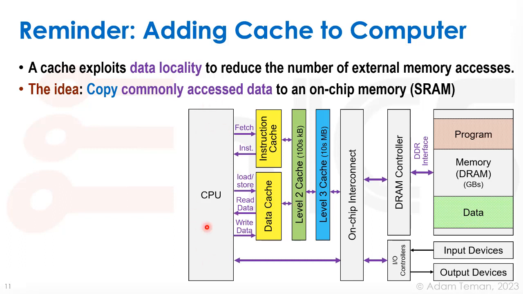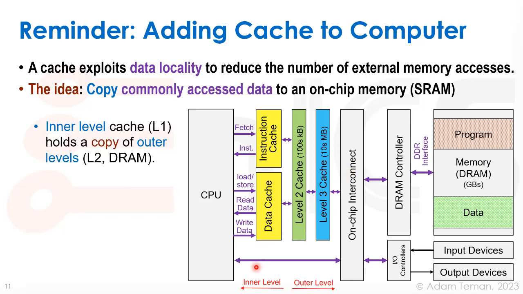So we have a CPU over here. Due to Harvard architecture, we're usually going to have an instruction cache and a data cache. That's going to be like the first level cache. Then we'll have a level 2 cache, a level 3 cache. They're going to be bigger and bigger. Finally, we're going to go to a DRAM controller and go out to DDR. Okay, so the idea is to copy it over to there.